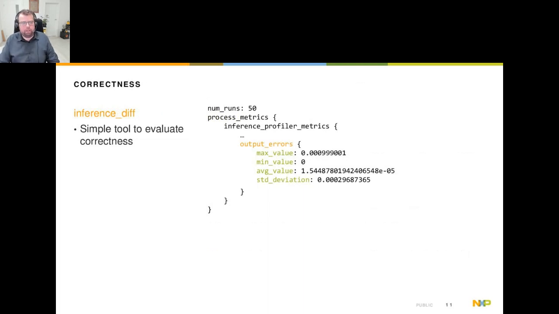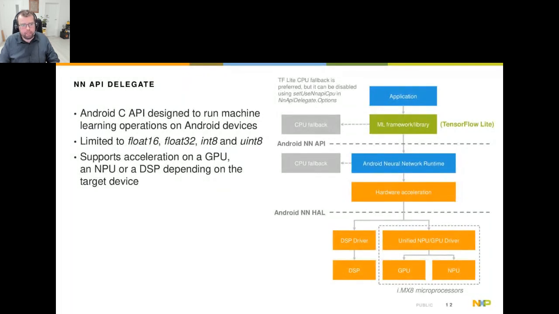And also, in case you want to check the correctness of your model, which typically matters if you have an NPU, it might improve the performance of running the model by actually computing in lower bit operations. So in case this becomes an issue, you might use the inference diff tool for that, which is also in the TensorFlow repository. Now, deeper into delegates itself.